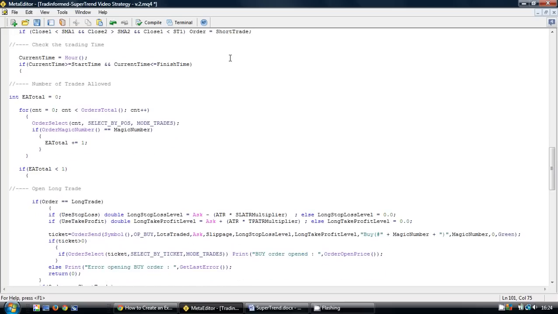Next we want to check the trading time. We've already said that we want to be able to limit this expert advisor so it can't open trades at times that aren't appropriate for this type of strategy. We're using the current time as the hour. We could make it even more specific and set minutes if we want, but as we're using a strategy that's going to be run on the 1 hour time frame, this is specific enough for us.